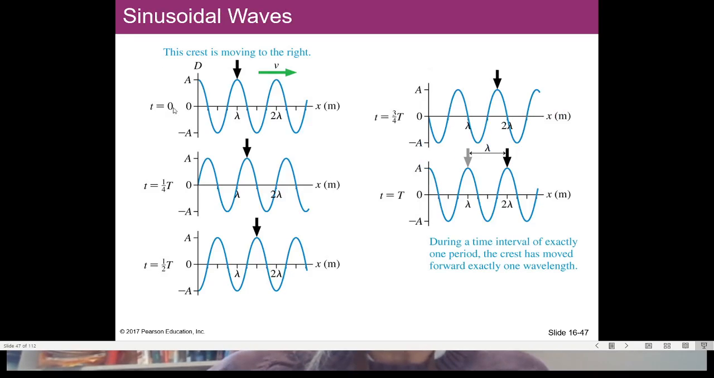Here we've got sinusoidal waves with the crest moving to the right, and you can see that the little arrow here, the black arrow, points to where this particular crest is as a function of time. So you can see that it's going to a bigger x as time goes on. And that's correct because the wave is moving to the right.